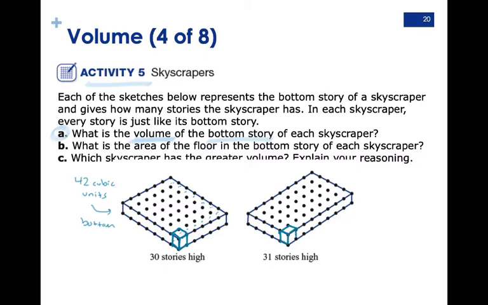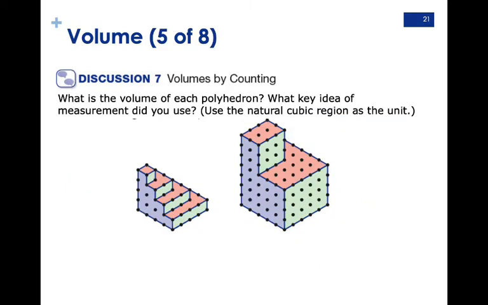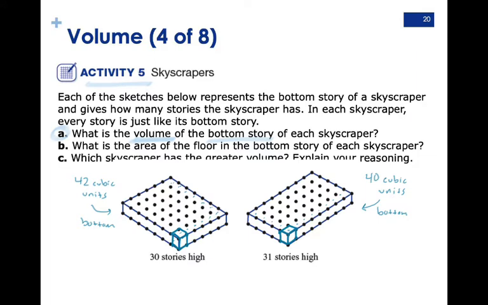Similarly, for the other building, we could count those, and we're going to see there is 40 cubic units in this case because we have 10 by 4. And that's just looking at that bottom level. So 40 cubic units in this case. There we go. Okay.